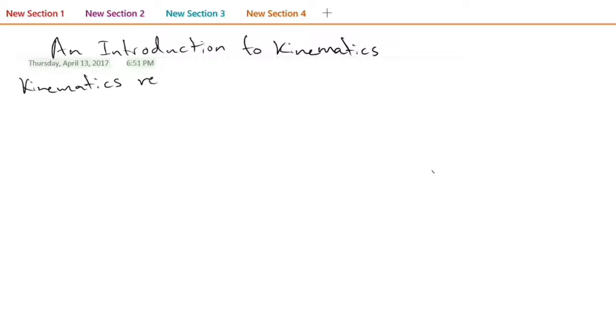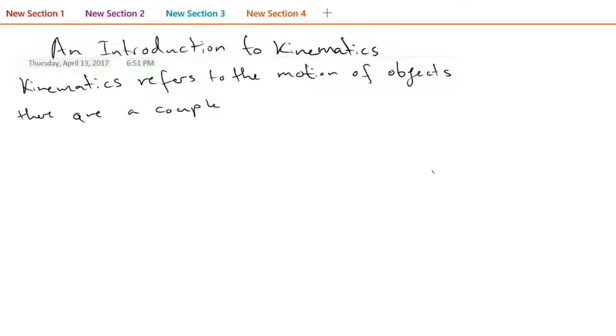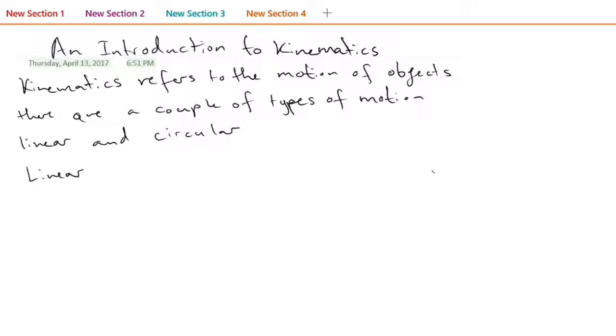Kinematics refers to the way of analyzing the motion of objects using physics. There are a couple of types of motion. The ones that we'll be referring to in this introduction are linear and circular motion.